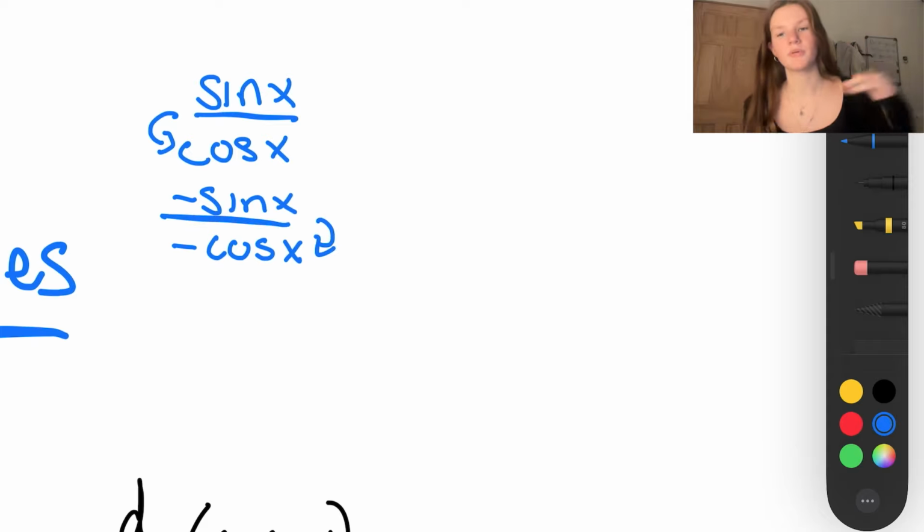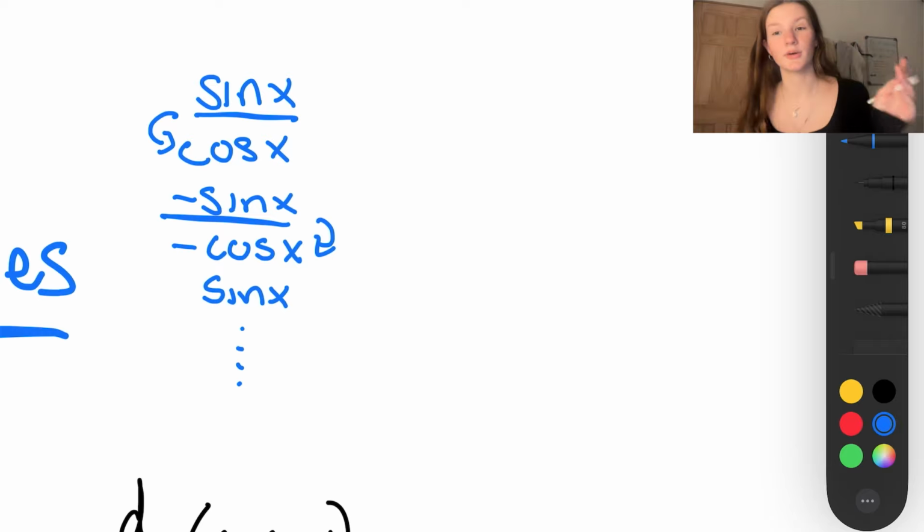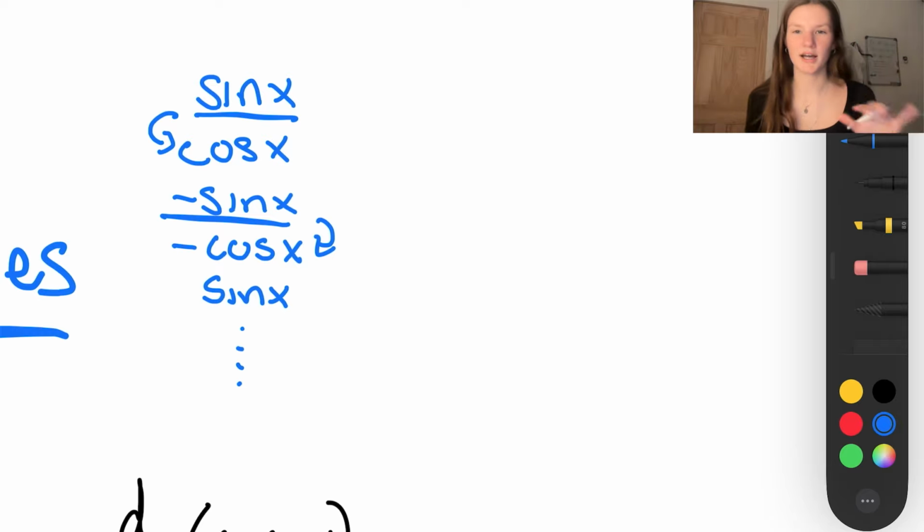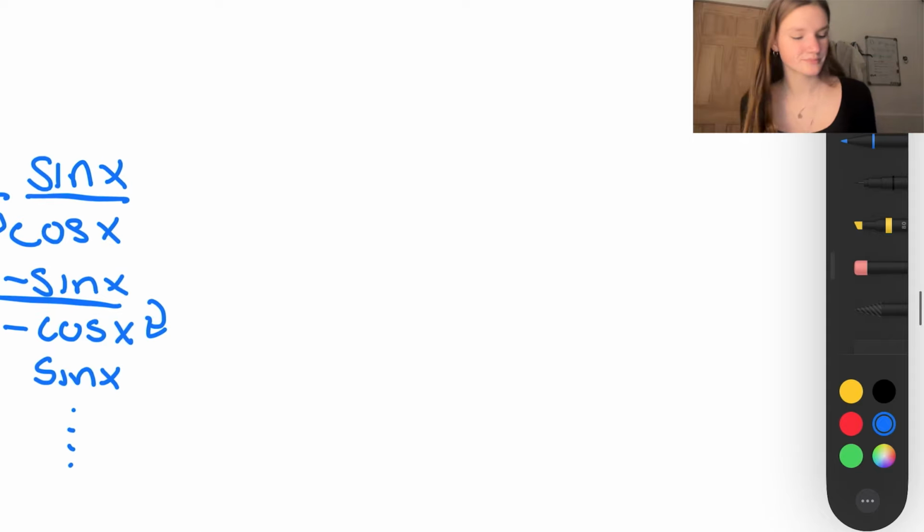So it's always just going to be the one below it. It goes in a cycle. So below this one is just going to be sine of x again, and then repeating. So that's helpful to keep track of the sign change, but other than that, it's not really that difficult to memorize.